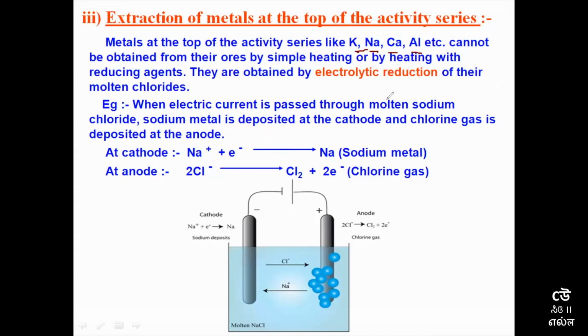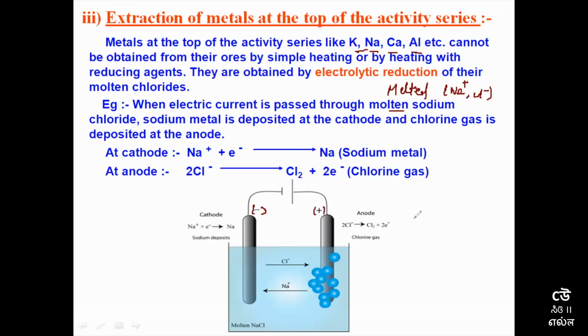What type of sodium chloride should it be? It should be in molten form. That means it should be in melted form. And if sodium chloride is in melted form, it will have free sodium and chlorine ions. So sodium metal will get deposited at the cathode while chlorine gas is deposited at the anode. Cathode means the electrode which is going to have negative charge. Anode means the electrode that is going to have positive charge.